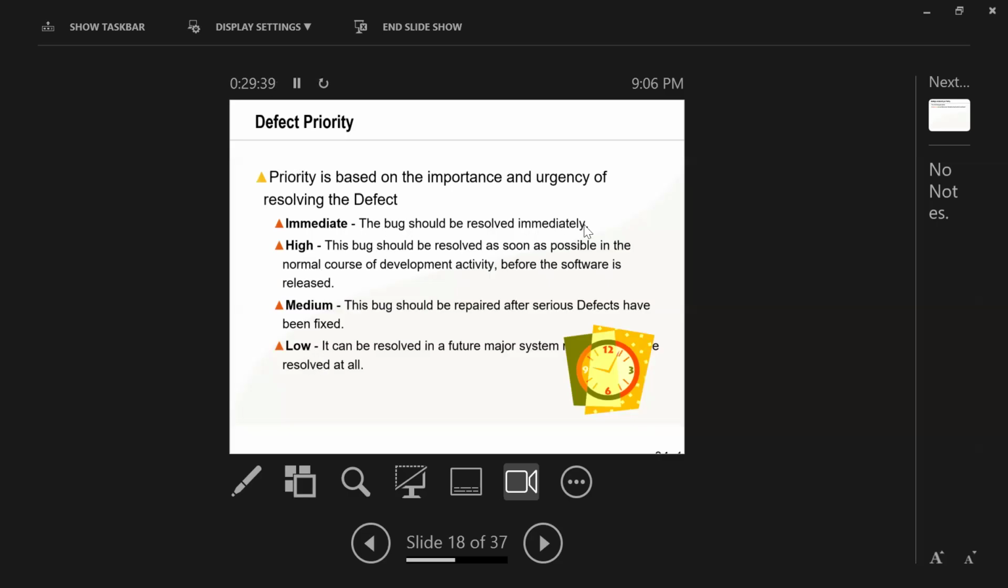Immediate, this bug should be resolved immediately. High, this should be resolved as soon as possible. Medium, this bug should be repaired after serious defects have been fixed. And then low, it can be resolved in a future major system release. Okay, in the future. Sometimes it's not required at all for this release. Priority is based on the importance and urgency of resolving the defect.